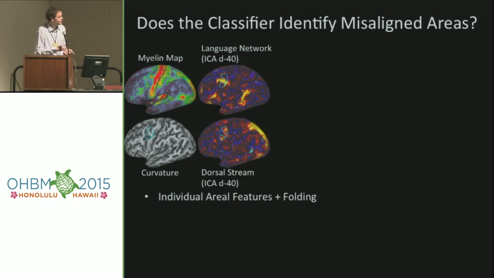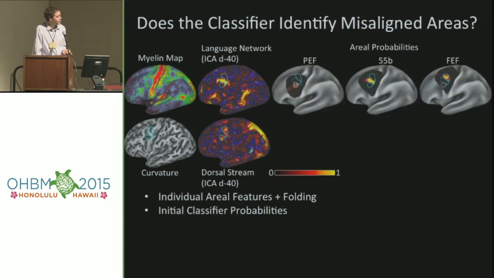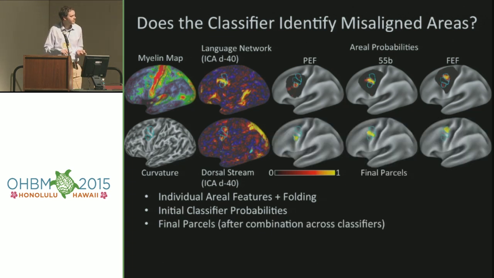Here we're going to look at a myelin map. Here's our folding map, and these are two resting state networks. This one is a language-related network. This is from a D40 ICA, and here's more of a dorsal stream visual network. So if we run the classifier, these are the outputs that we get from it. These are areal probabilities that vary from 0 to 1. And then once we've combined across areas, these are our sort of hard segmentation of where each area is located.